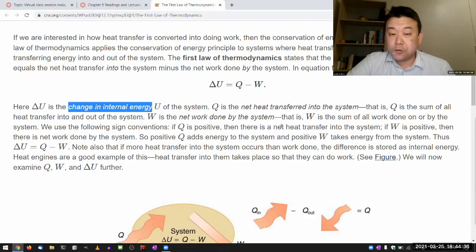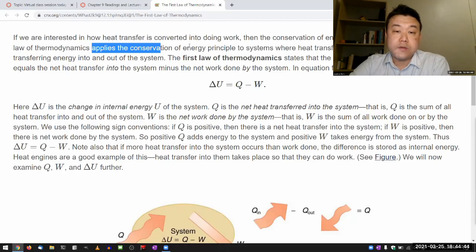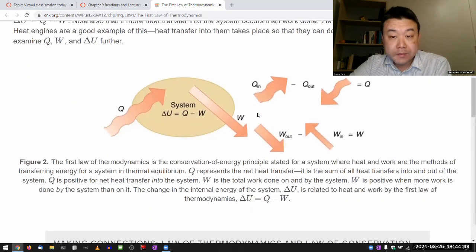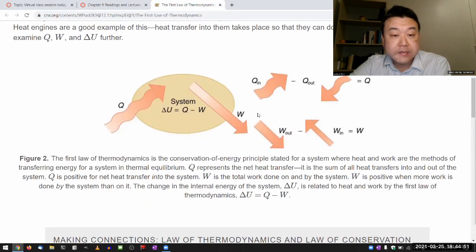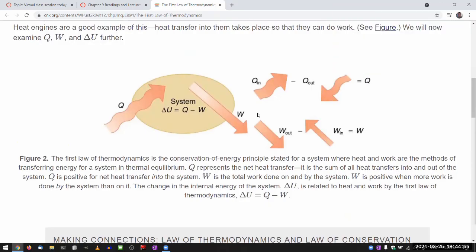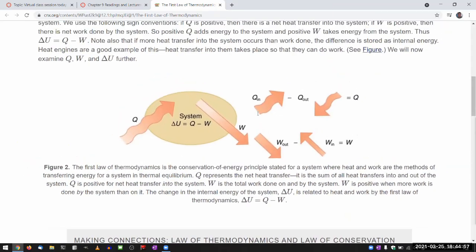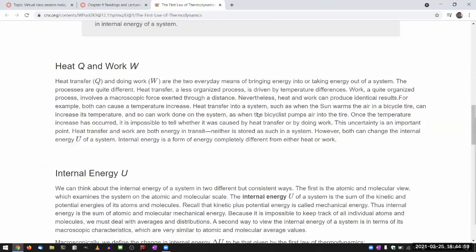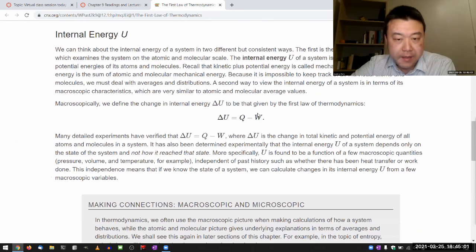And what's old, still familiar to you, is that this is just a restatement of conservation of energy. It applies the conservation of energy principle. So this is useful in many different ways. I think the demonstration that you saw of adiabatic compression is an example of that.